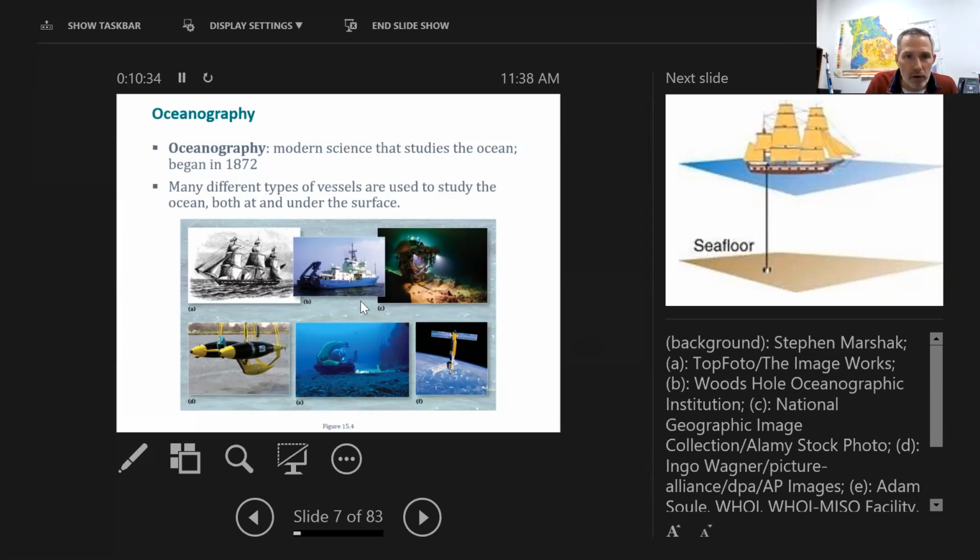We've got some other modern boats over here. The Woods Hole Oceanographic Institution has a research vessel here. This one down here looks like a deep sea robotically operated vehicle, or ROV. This looks like a side scan towfish, basically a device that would be carried behind a boat and using sonar. It looks like another manned operated vessel down here. And then the last image that we have here is a satellite.